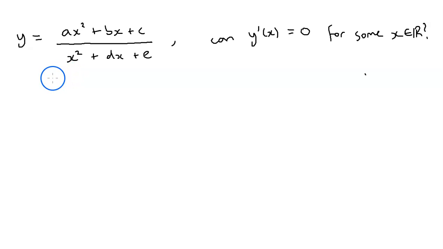So a question that kind of popped up in the last exercise is: if we have the rational function y equals (ax squared plus bx plus c) divided by (x squared plus dx plus e), can we have y prime of x equal to 0 for some x in the real numbers?